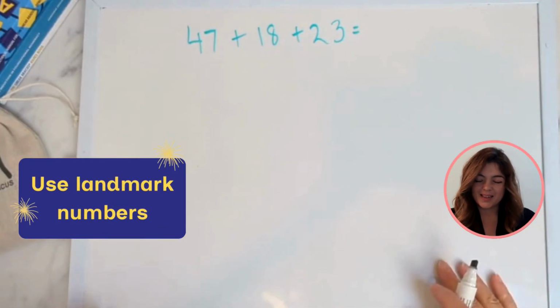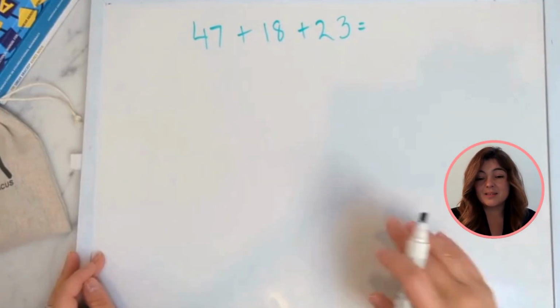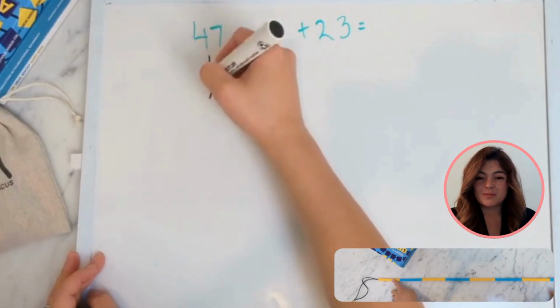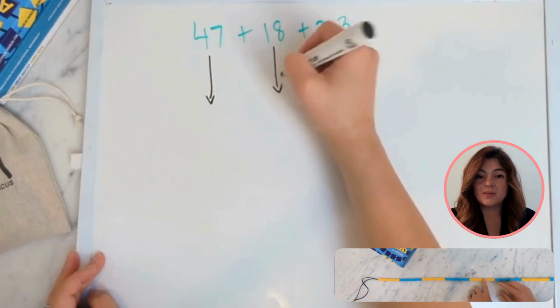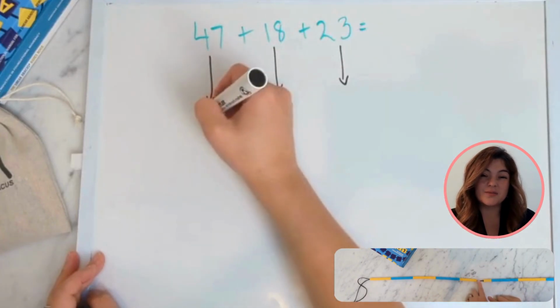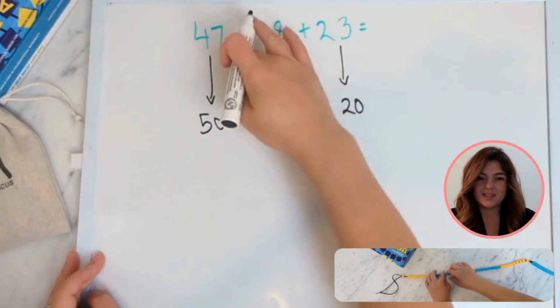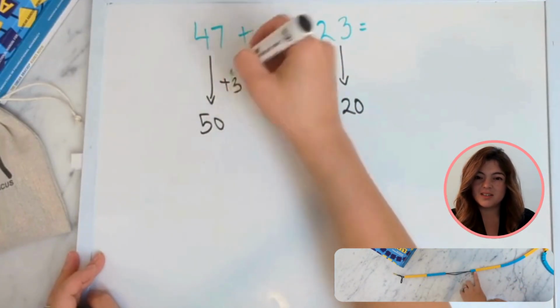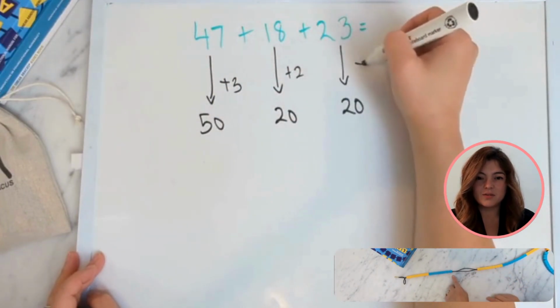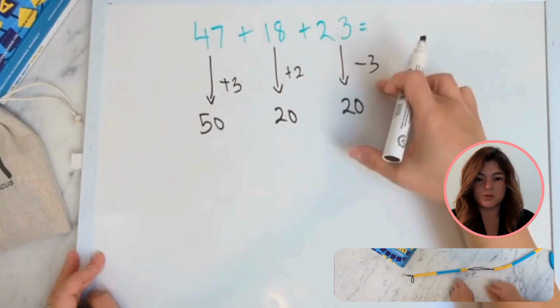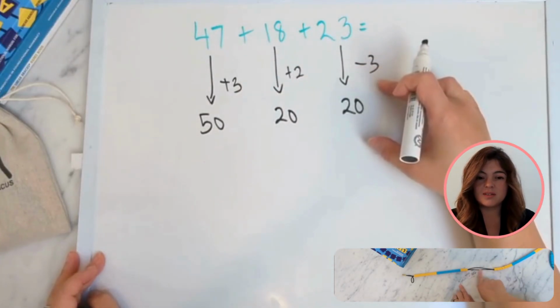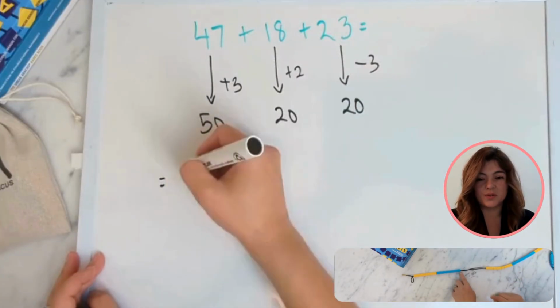So another way to think of this is by using landmark numbers, where we round the numbers to something easier to work with, where on the abacus string it's the end of a row of colour. So I want to change 47 to 50, 18 to 20, and 23 to 20. And to do this, I add 3 to 47, 2 to 18, and I subtract 3 from 23. And it's important to note this down because later we're going to do the reverse.